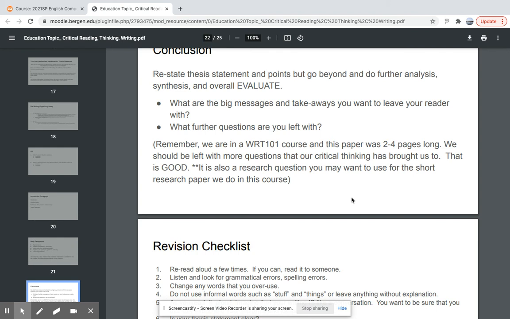Remember, again, I'm emphasizing this. This is a 2 to 4 page paper, and 4 is a max. Okay, so typically, if the majority of students fall around 3 pages, that's good. And you should be left with further questions. And remember, we are doing a short research paper towards the end of the semester. So if you are left with a bigger question under this topic of education that you want to do for your further research paper, you already have the work started and your thoughts started. So keep that in mind.